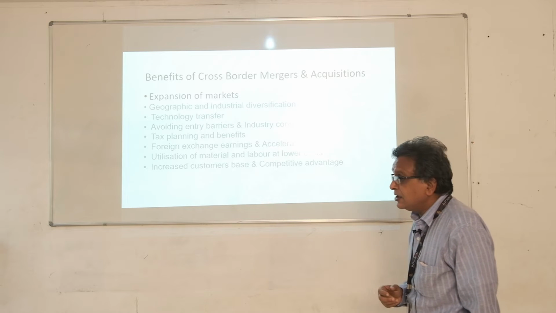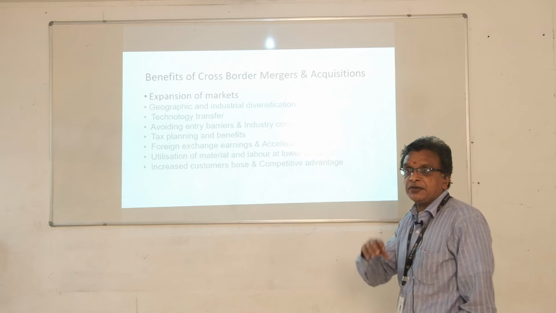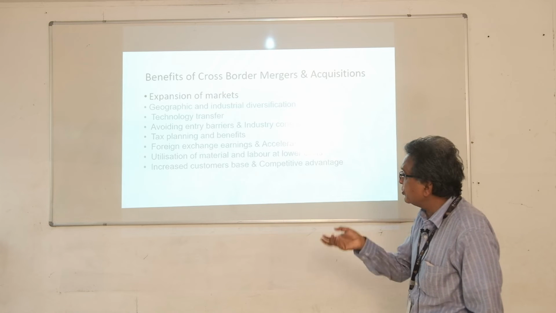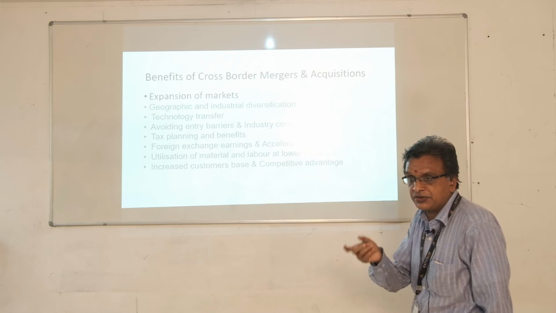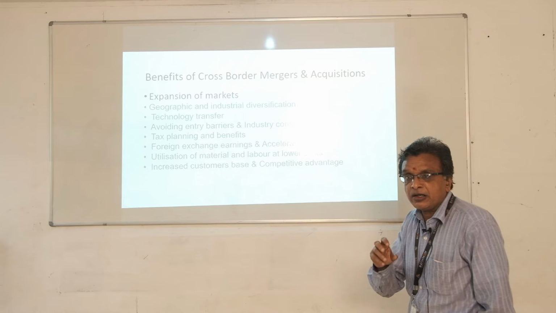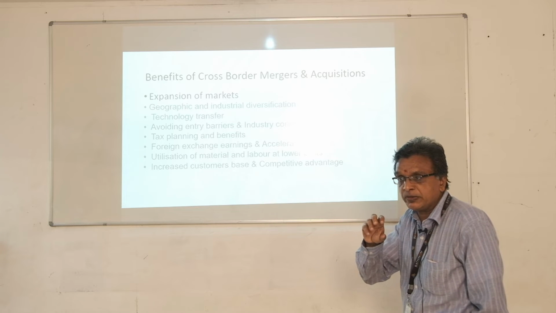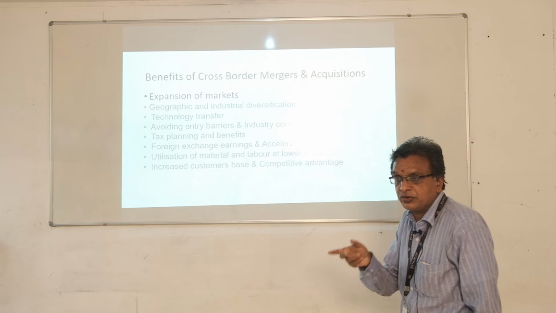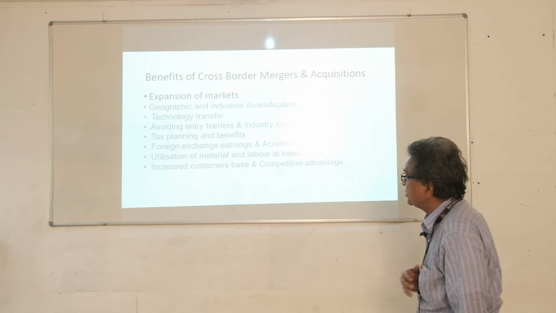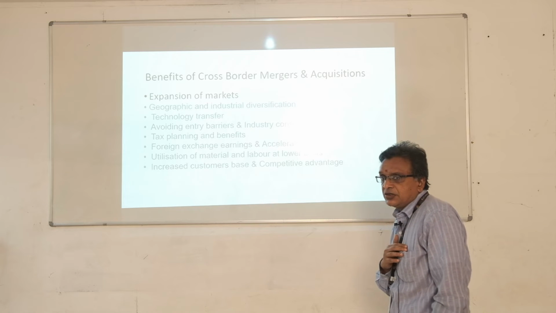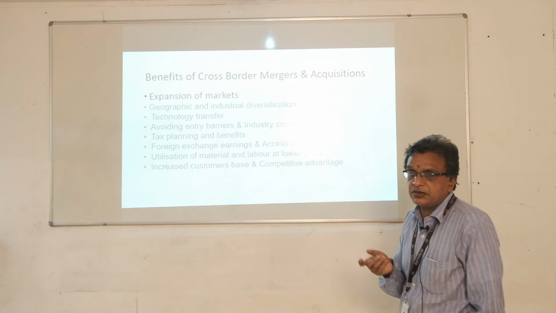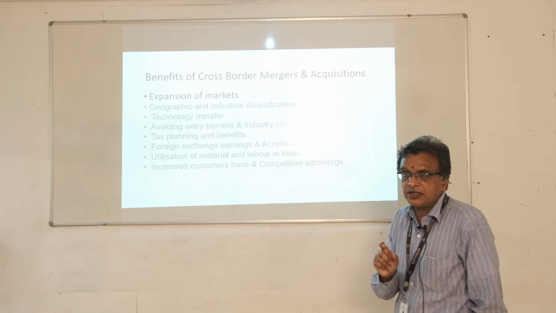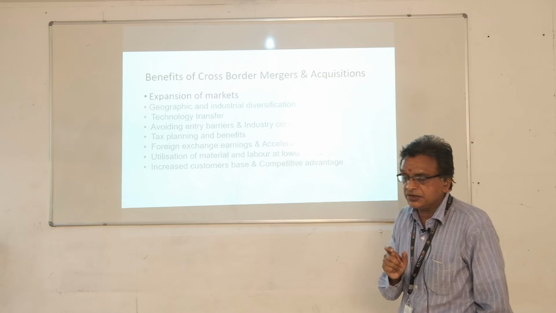And then industrial diversification: probably you are in one industry and you want your presence in some other industry. When you acquire a company there and merge it with yours, you also start manufacturing, producing and marketing products belonging to other industries. That's industrial diversification. Then technology transfer. Very often it is seen that in a cross-border merger, technology transfer happens, and for technology transfer, it is very important that many companies go for cross-border mergers.